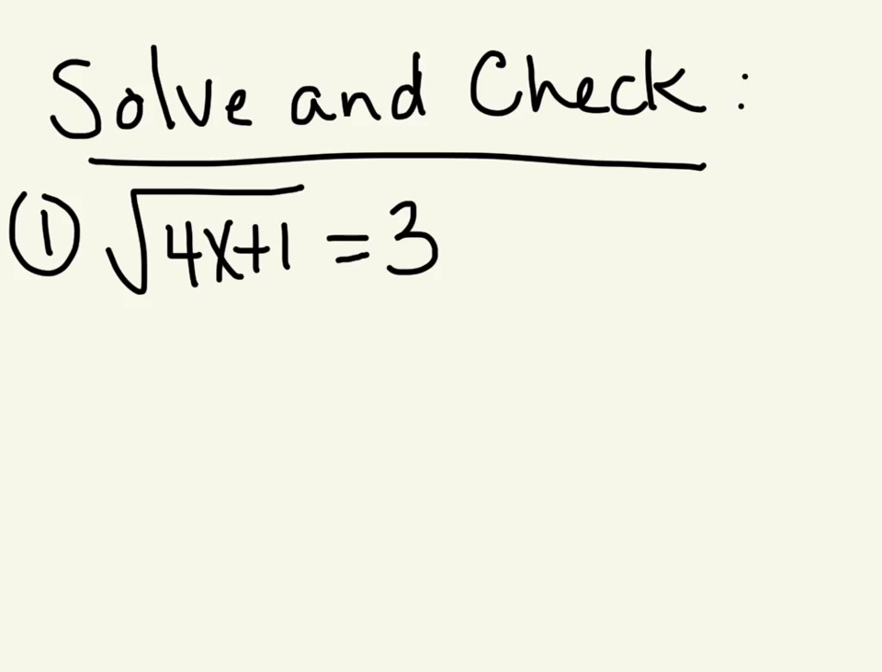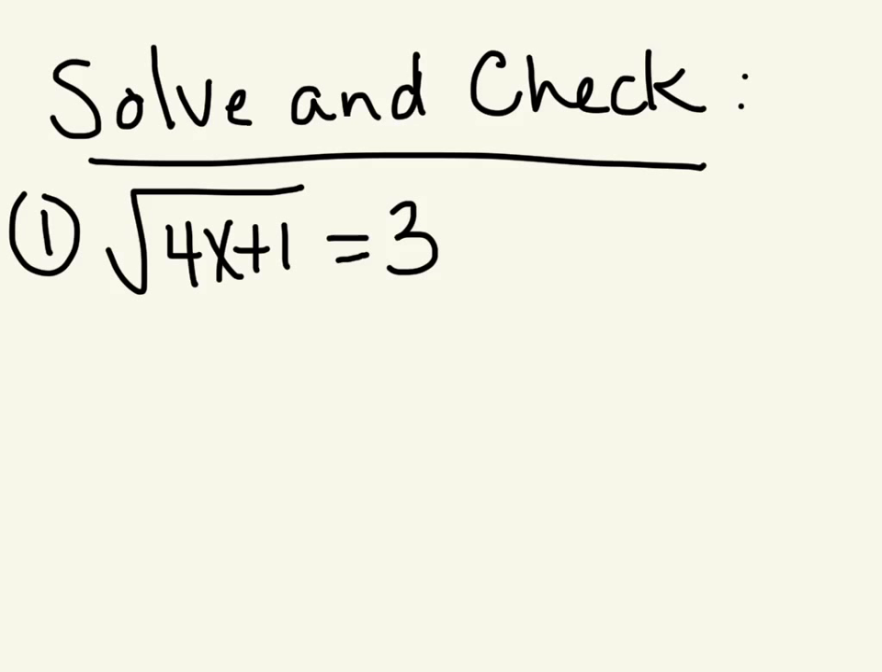Our first involves a radical sign. Now when you have a variable underneath a radical, it represents a radical expression. When you have an equation involving a radical expression, we have a radical equation. So the first step is to make sure we have our radical expression isolated on one side of the equation.